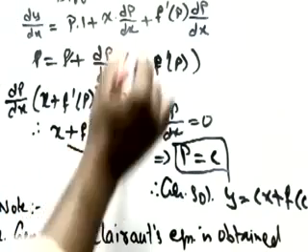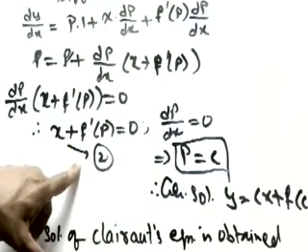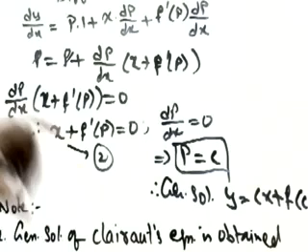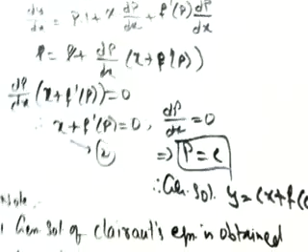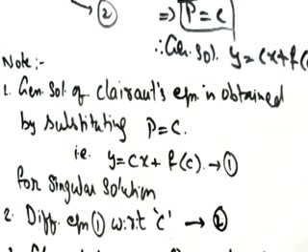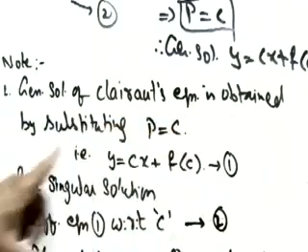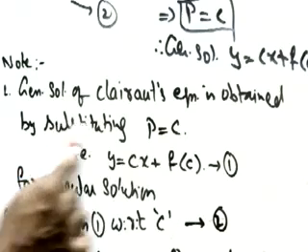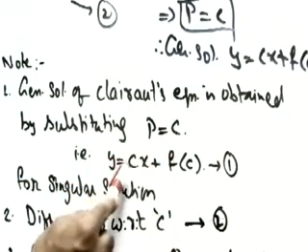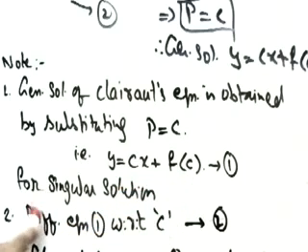Now suppose this is equation 2, and the given equation is equation 1. If we solve the given equation and equation 2, we will get an equation in which there is no constant. That equation is called the singular solution. Now just recall that the general solution of Clairaut's equation is obtained by substituting p equals c. Therefore, if we substitute c in place of p, we get y equals cx plus f of c.